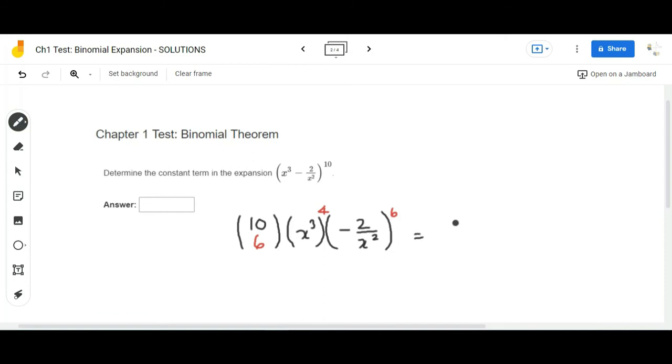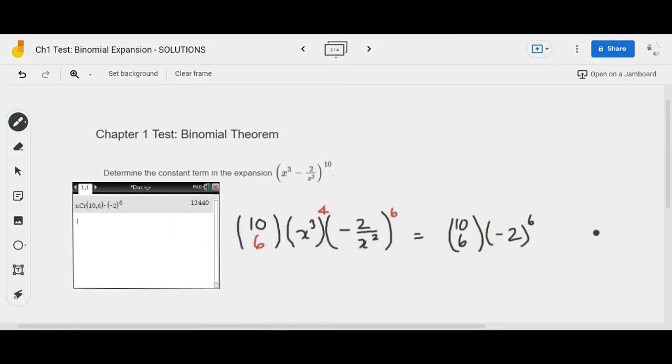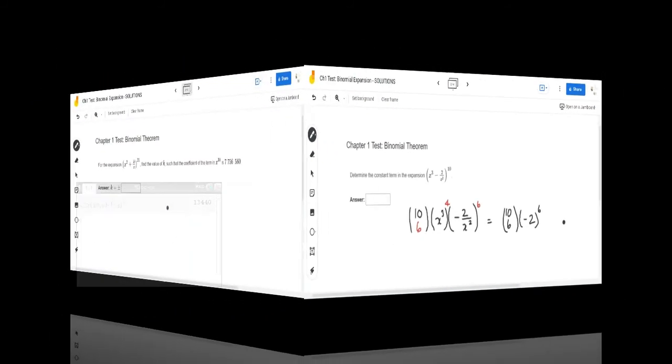So our constant, which is the coefficient on the x to the power of 0 term, but of course most people would just call that the constant, is going to be 10 choose 6, x stuff is all gone, and minus 2 to the power of 6, and of course that even power is going to swallow up that negative there. So there's your constant term, 10 choose 6 multiplied by negative 2 to the power of 6.